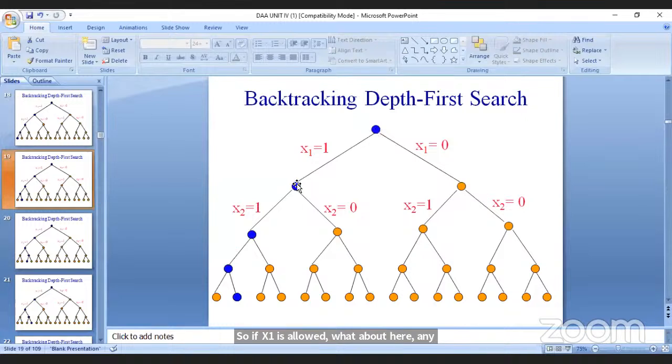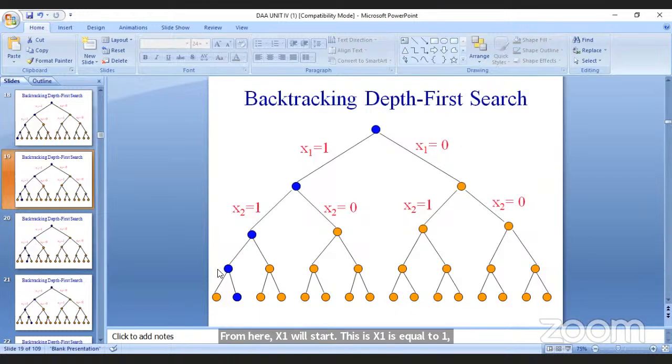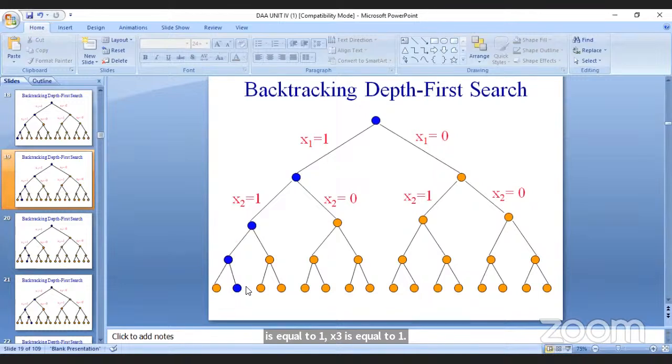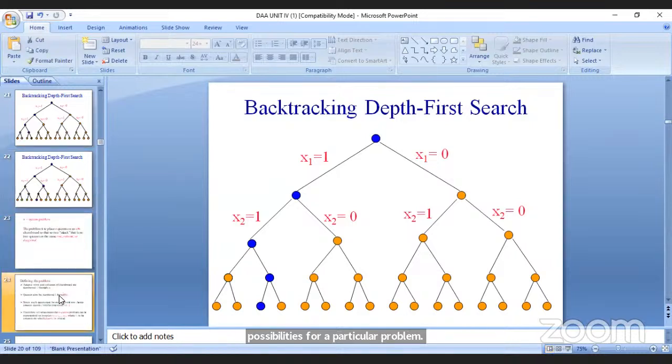From here x1 will start. This is x1 is equal to 1, x2 is equal to 1, x3 is equal to 1, x4 is equal to 0. So it allows only 111 possibilities for a particular problem. Clear? Like this, you are going to solve the problems. This is called as sum of subsets problem.